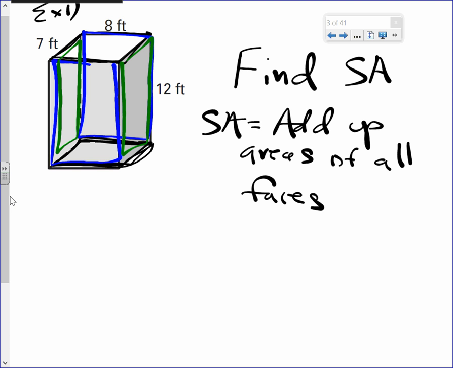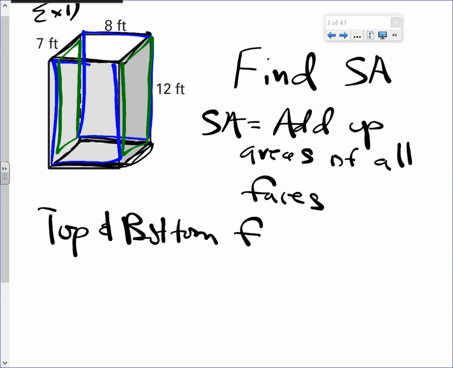I'm going to find the top and bottom faces first. So go on your notes. You're on the other side now. I'm going to put top and bottom. We're only going to do one example today. Top and bottom faces.